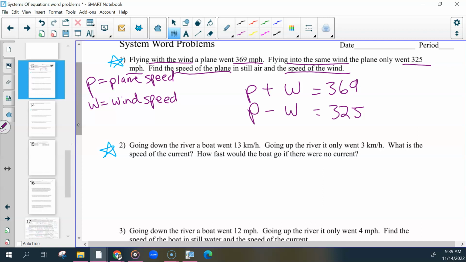So I'm going to pick one. P. Okay. So if we are getting rid of P, what operation are we using? How would we eliminate P? Subtracting. So W minus negative W becomes a plus. The P's cancel. 369 minus 325 would be 44. And then solve for W.